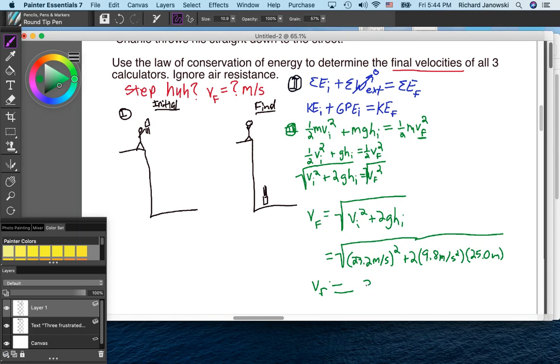Anyhow, if you do this, you end up with 32.1 meters per second.